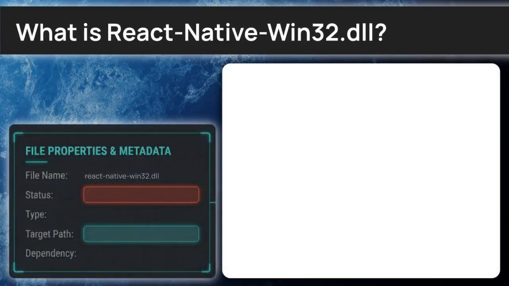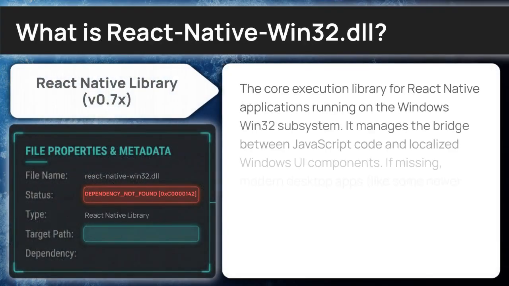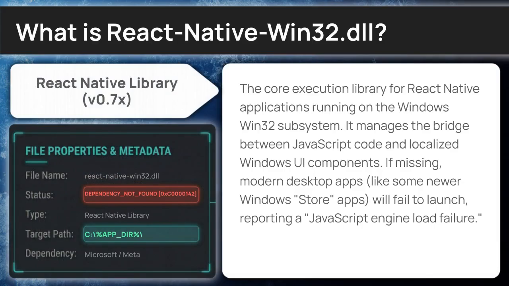This is the react-native-win32 library, the core execution library for React Native applications running on the Windows Win32 subsystem. It manages the bridge between JavaScript code and localized Windows UI components. If missing, modern desktop apps, like some newer Windows Store apps, will fail to launch, reporting a JavaScript engine load failure. Let's get to work.